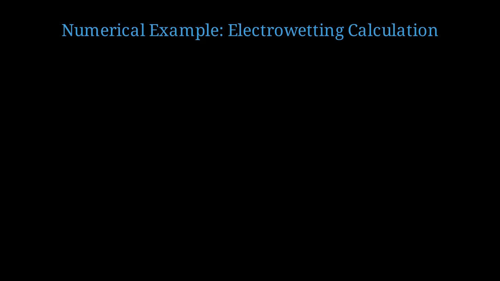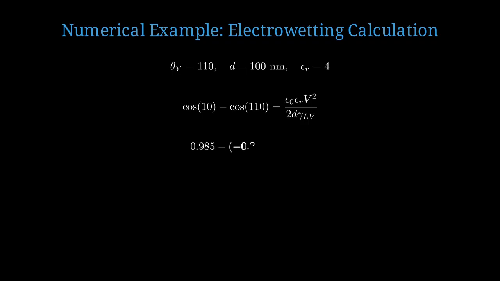Let's calculate the voltage needed to switch from 150 degrees to 10 degrees on a nanorow surface. Assume theta Y is 110 degrees, dielectric thickness D is 100 nanometers, and epsilon R is 4 for a typical polymer dielectric. We want to go from Cassie at 150 degrees to Wenzel-like at 10 degrees, so cosine 10 degrees minus cosine 110 degrees equals the electro-wetting term. Cosine of 10 degrees is 0.985, and cosine of 110 degrees is negative 0.342. The difference is 1.327.